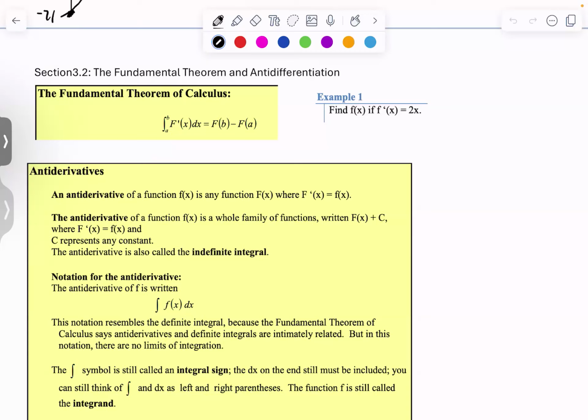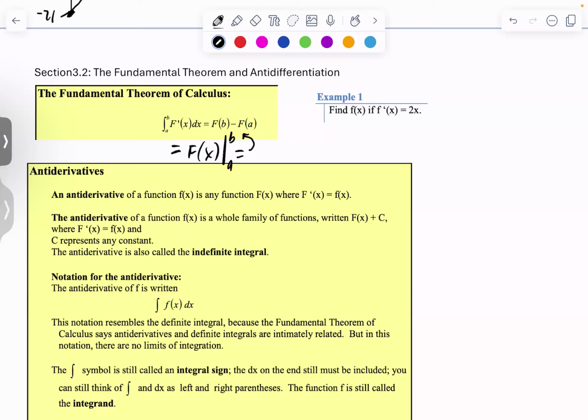And it says if we have the integral of f prime of x dx, then the integral and the derivative part of it cancel each other out. So they're inverses of one another, they undo one another. Typical notation that we would use for this would be the capital F of x evaluated from a to b. And then that's going to equal capital F evaluated at b minus capital F evaluated at a.